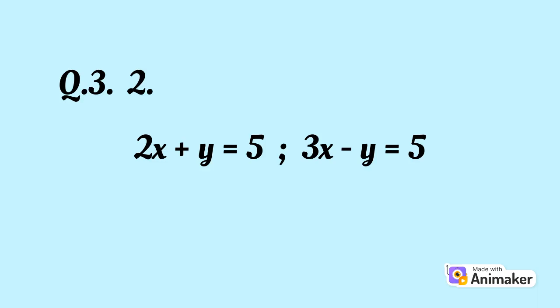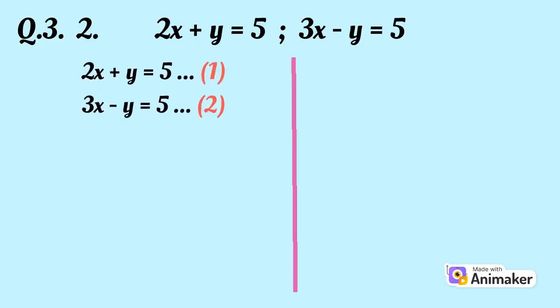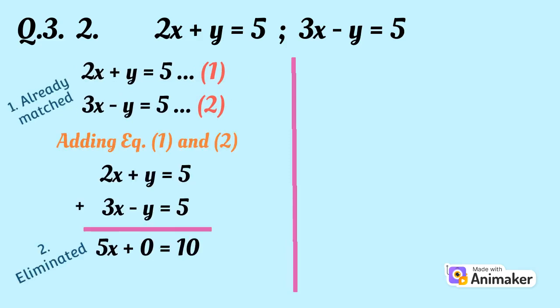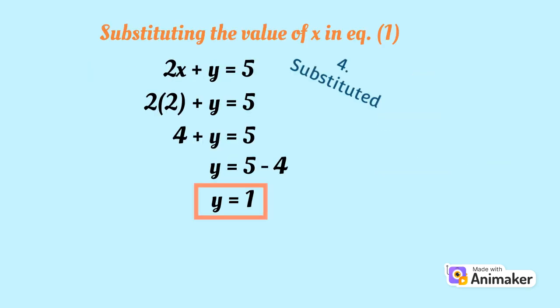Question number 3, second one. By elimination method. In these equations 1 and 2, the coefficients of y are already the same. So, we can directly add both the equations to eliminate y and get the value of x. Now we substitute the value of x in equation 1 and get the value of y. Hence, 2 and 1 is the solution.